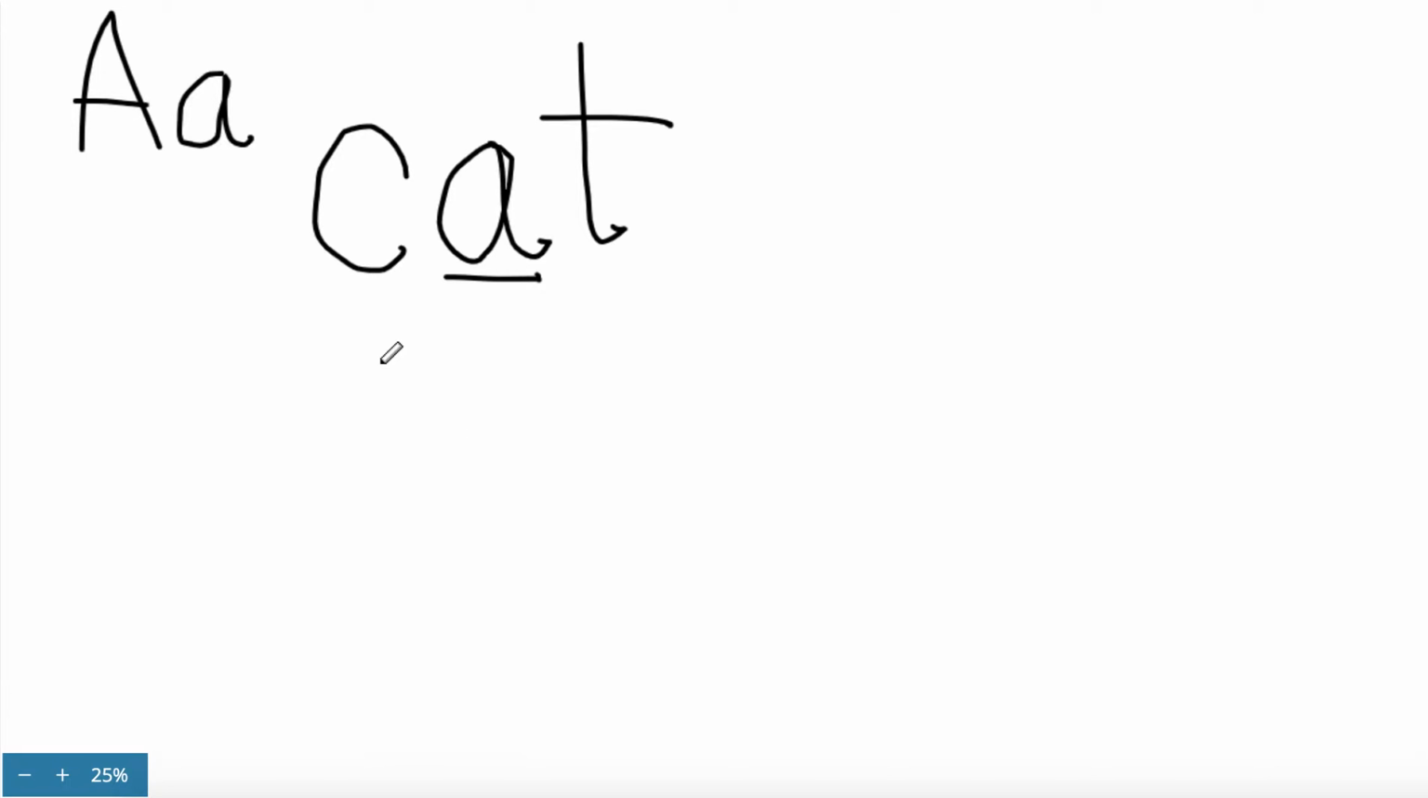Now, let's take a look at another word. Let's write a nonsense word. L, A, K. There we go. So L-A-K. If we read it out, if we blend the sounds, we're going to get the sound lack.